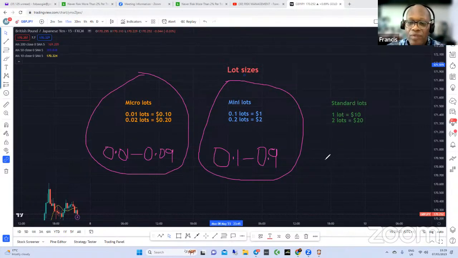Whereas a standard lot size would start from 1 all the way to infinity. I've seen people trade with 100 lots. So this is 0.01 lots, 0.1 lots, 1 lot size. There's no decimal here. I've seen people trade with 100 lot size, but I've not seen anybody trade with 200, 300, 400. I mean, come on, you must have billions if you are trading with that huge lot size. But anyway, this is basically what I want you to know today.